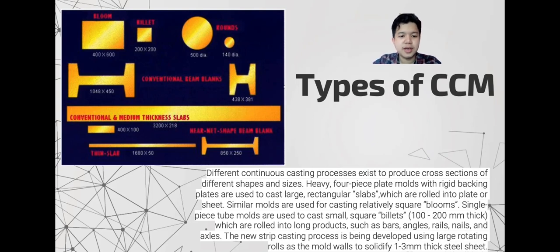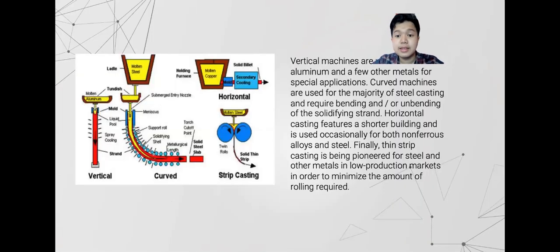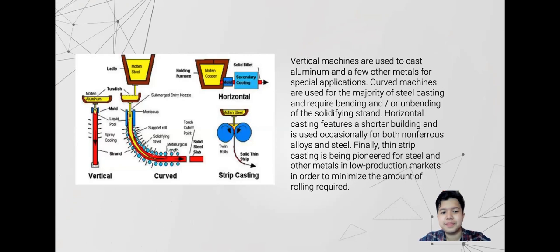So this is the types of CCM depends on their molds, and with different molds, it casts different shapes. Now, this is another types of CCM, but this is about the machine differently. Vertical machine are used to cast aluminum and a few other metals for special application. The vertical machine is the most left, and curved machine are used for the majority of steel casting and require bending and or unbending of the solidification strand. It's in the middle one.